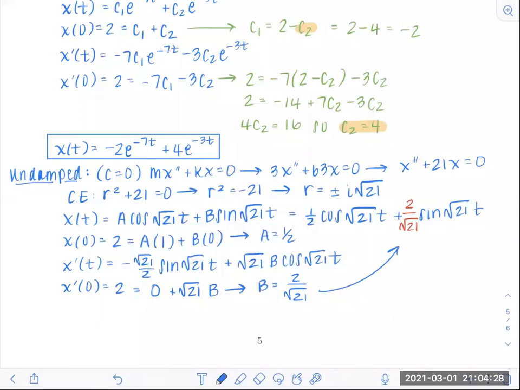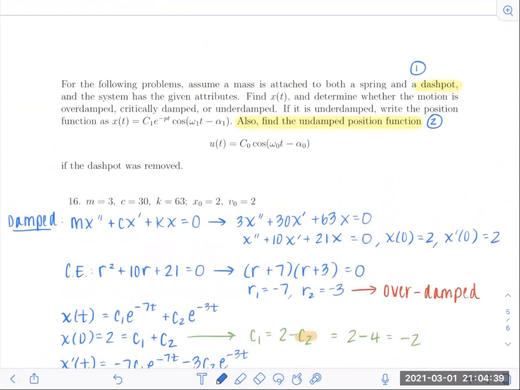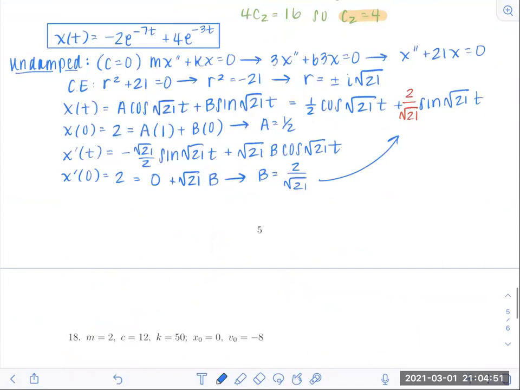All right, so right now we have a solution for x of t, but let's scroll back up to the directions here for number 16. It specifically wants us to find the equation as a single cosine function. So we need to use the c and alpha equations to reduce it down. So here's c is equal to the square root of a squared plus b squared. Remember, a was 1/2, so that's going to be 1/4. And then b squared is going to be 4 over 21.